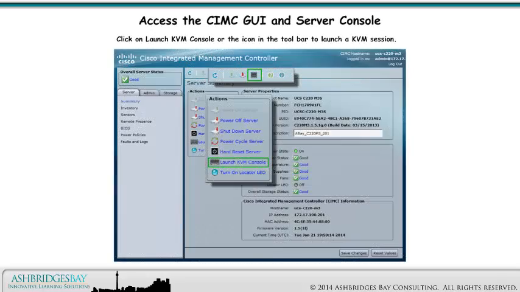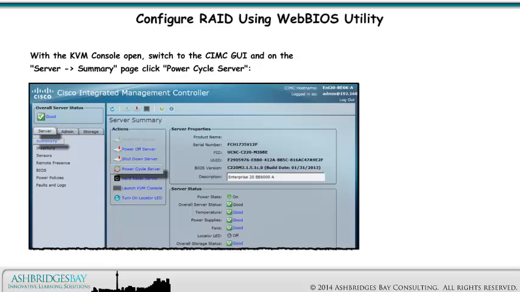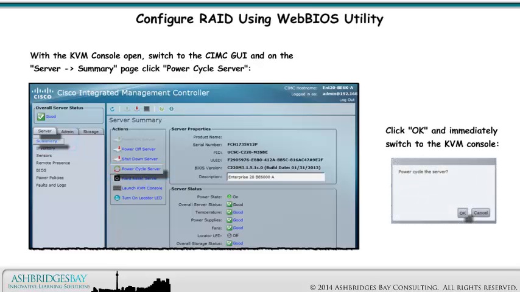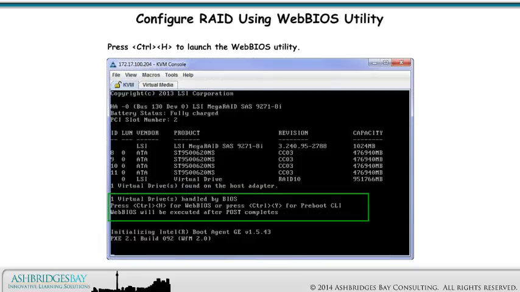Click on Launch KVM Console or the icon in the toolbar to launch a KVM session. With the KVM Console open, switch to the SIMC GUI and on the Server Summary page, click Power Cycle Server. Click OK to the dialog box and immediately switch to the KVM Console. Press Ctrl-H to launch the WebBIOS utility.